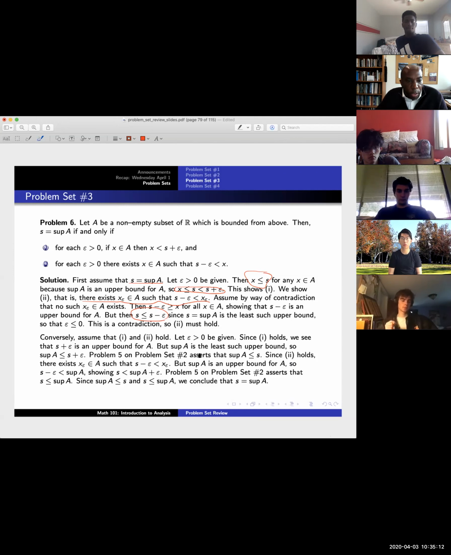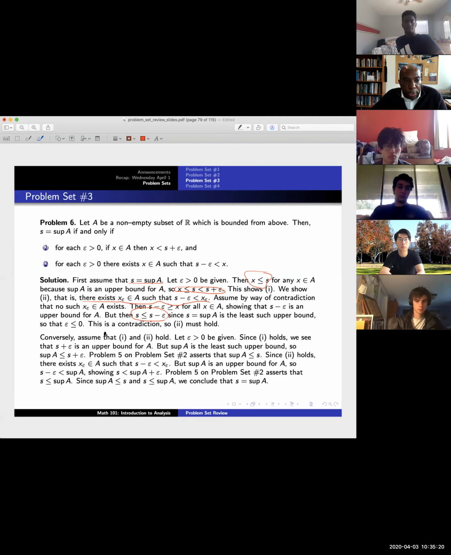Right. Going in the opposite direction, I want to emphasize this because we've only skimmed over this a little bit. Let's assume that statements 1 and 2 are true. That is, for every epsilon, we have the statement about S plus epsilon and S minus epsilon. What I want to prove is that S is the supremum.